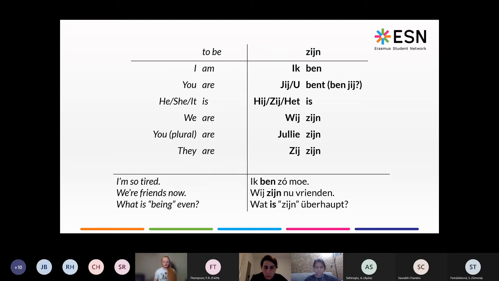Examples. I'm so tired. Ik ben zo moe. We're friends now. Wij zijn nu vrienden. And what is being, even? What is zijn, überhaupt? So that is a word we stole from German, obviously, überhaupt. And that's probably not exactly how you would pronounce it in German, but that's how you say it in Dutch. All very useful sentences, I would say.